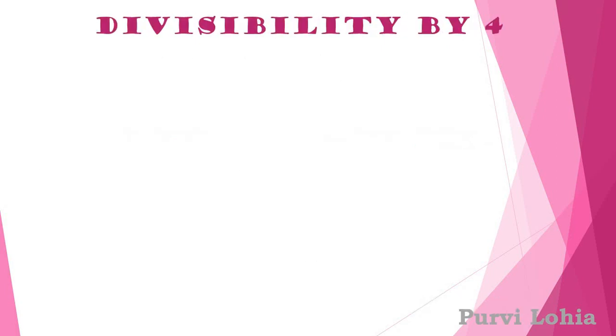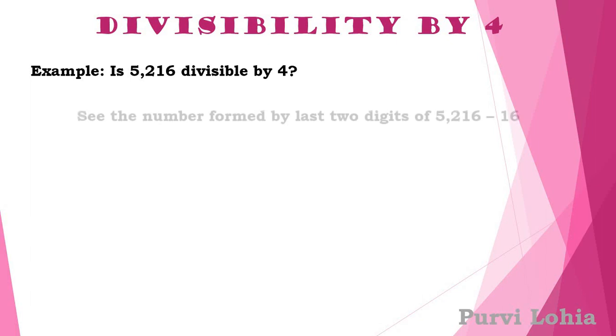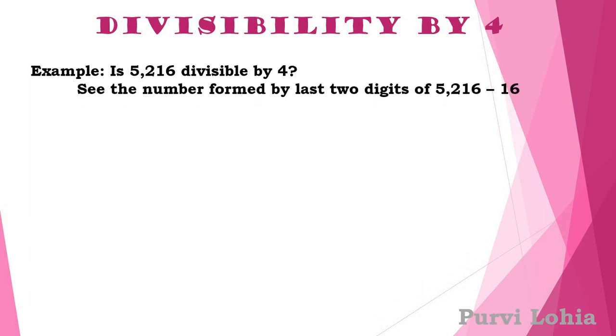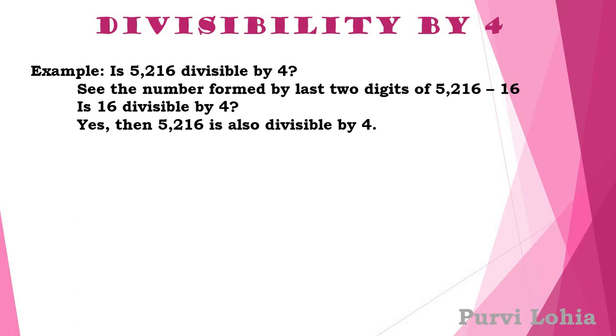Next, divisibility by 4. Is 5216 divisible by 4? Now in this case what you do, you see the tens and ones place digits of this number and you write the number formed by the tens and ones place digits. So here the number formed by the last two digits is 16. Is 16 divisible by 4? Yes, it is divisible by 4. So 5216 is also divisible by 4. This is the divisibility test of 4.